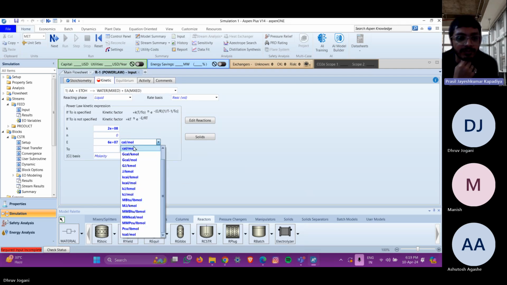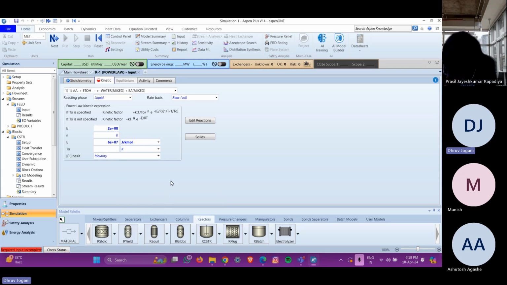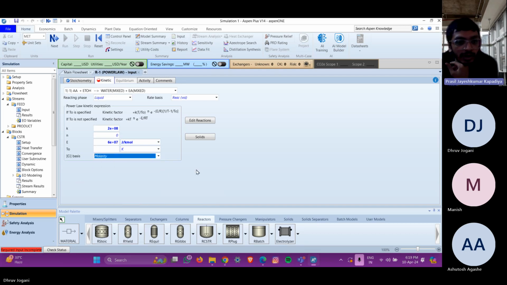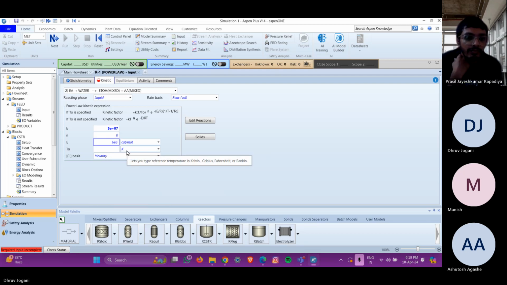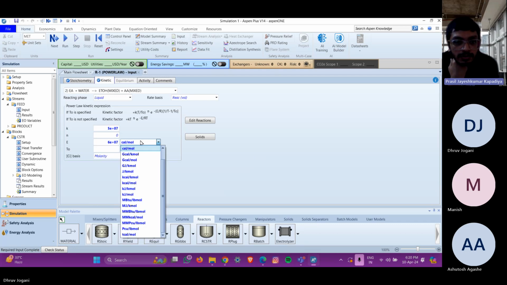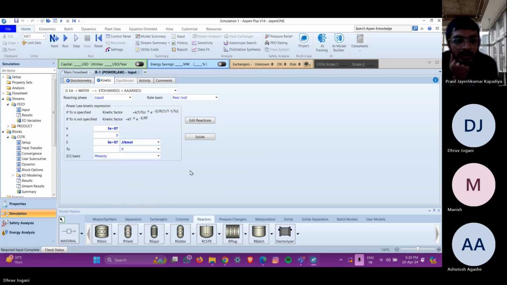Joule per kilomole. Okay, sir. And the composition basis is molarity. It's molarity only. So now let's add the reverse reaction, the backward reaction. The value of K is given as 5 into 10 raised to 7. Correct. And the activation energy is 6 into 10 raised to 7 joule per kilomole. And the composition basis is molarity. Okay, so I guess we are done with our input.